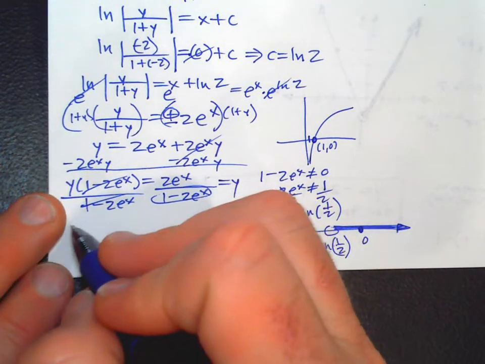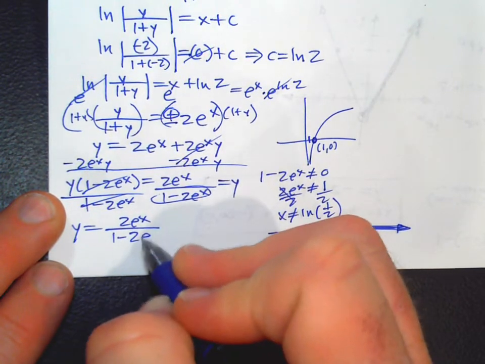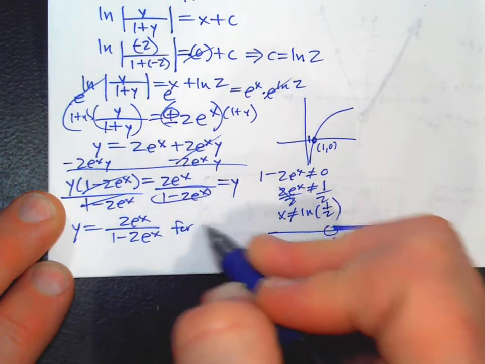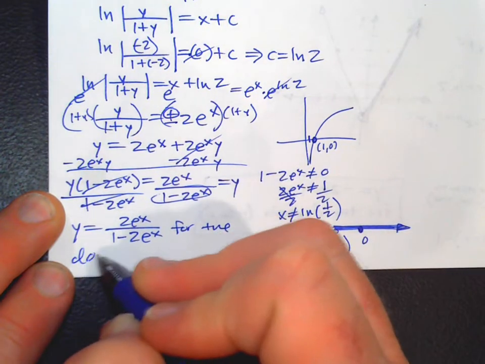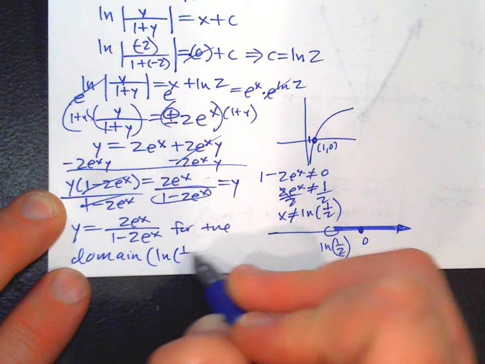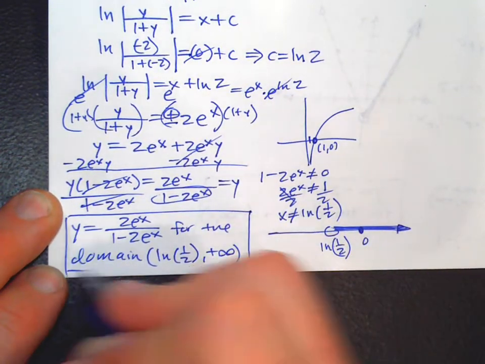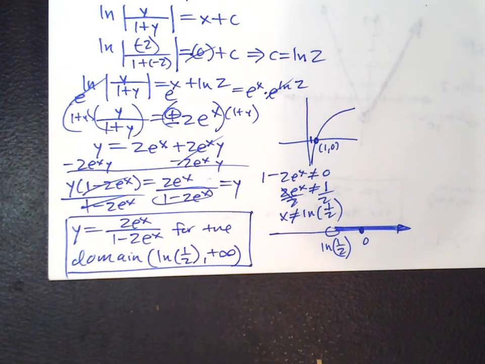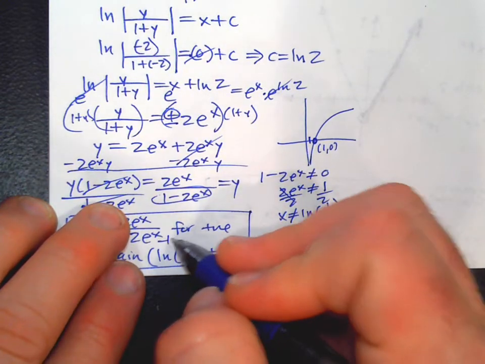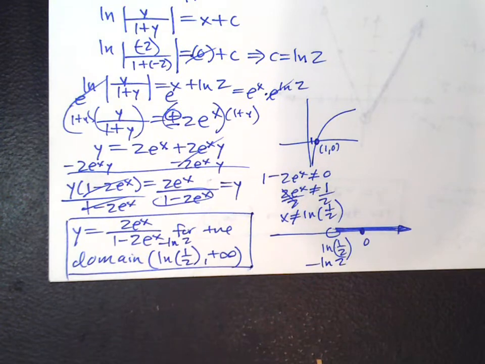So your answer is y equals 2e to the x over 1 minus 2e to the x for the domain natural log of 1/2 to positive infinity. That's it. Now, you could also write this as negative natural log of 2 if you want. Whatever. Same thing. Okay. Got to put the domain.